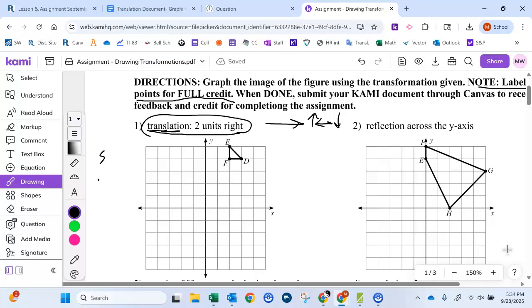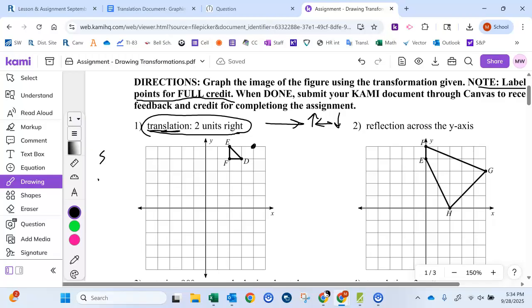So all I got to do is take E. And if you want to put it in a different color, please do. It's probably not a bad idea. Let's go ahead and put it in a different color. Why is it pink? Oh well, maybe that is the best color. I was going to do a different color. That's okay. So 2 units to the right means I take every point.